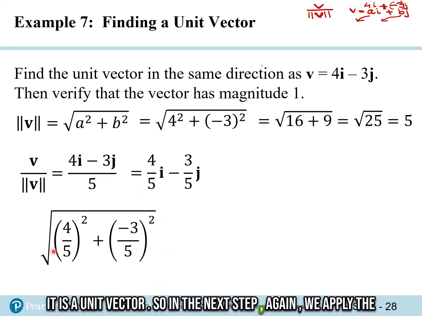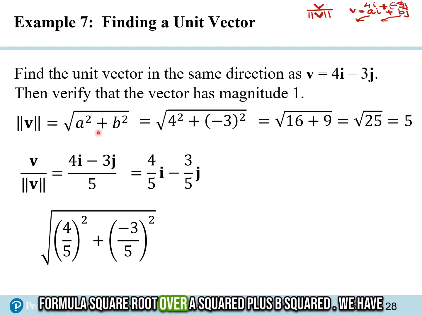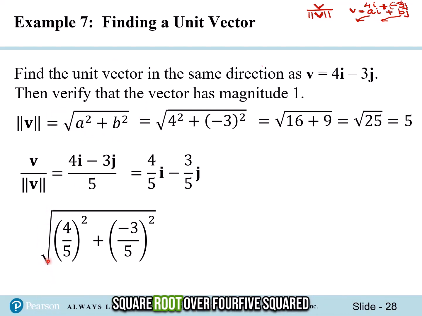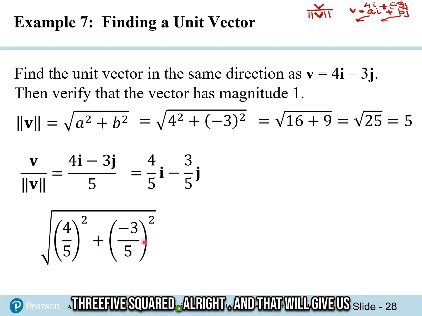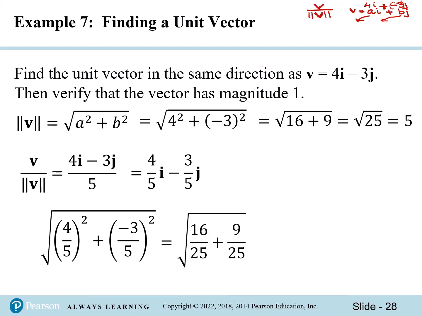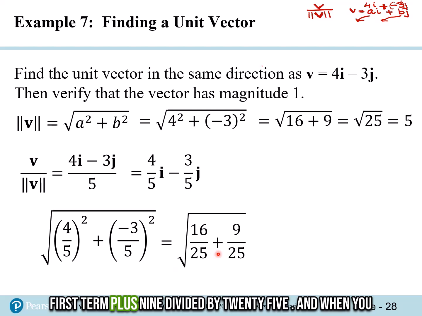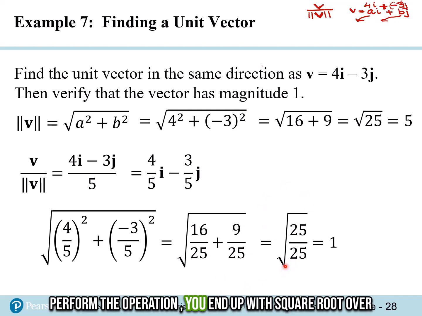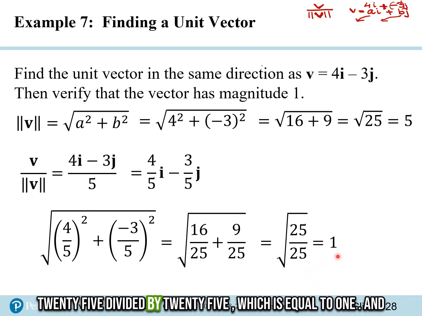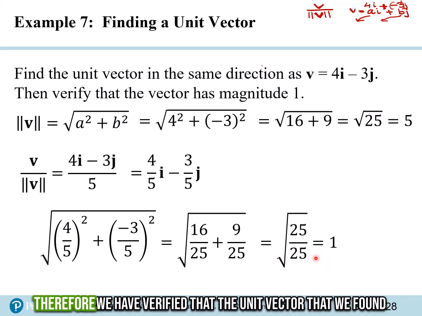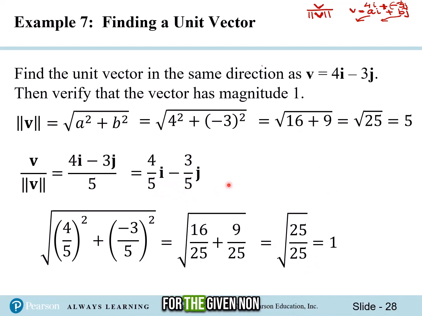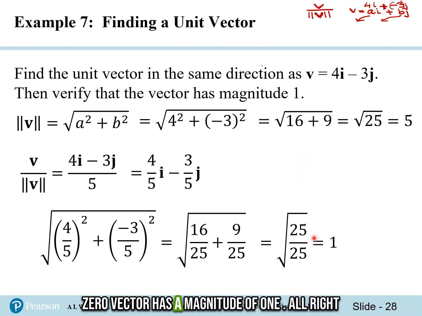So in the next step, again, we apply the formula square root over a squared plus b squared. We have square root over 4/5 squared plus minus 3/5 squared. All right. And that will give us square root over 16 divided by 25 for the first term plus 9 divided by 25. And when you perform the operation, you end up with square root over 25 divided by 25, which is equal to 1. And therefore, we have verified that the unit vector that we found for the given non-zero vector has a magnitude of 1.